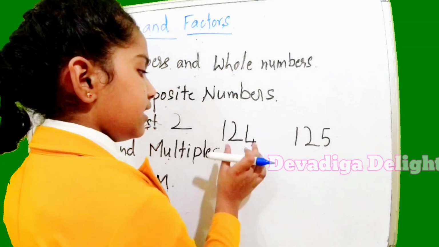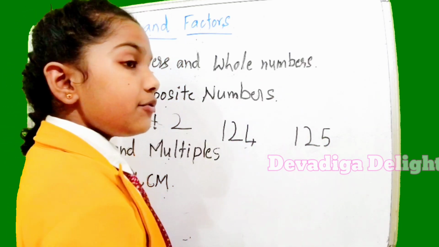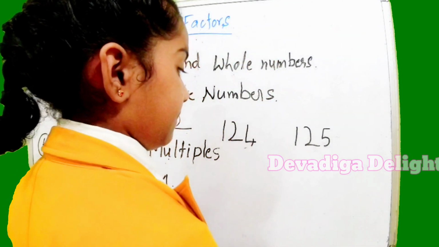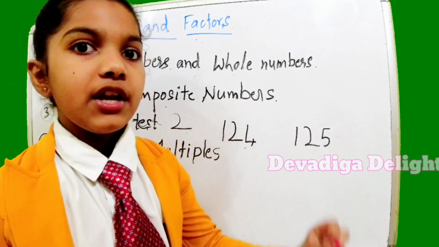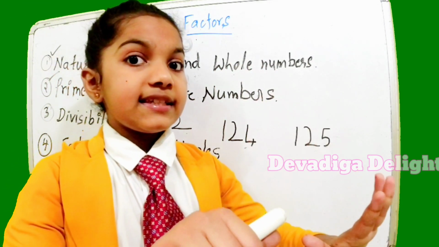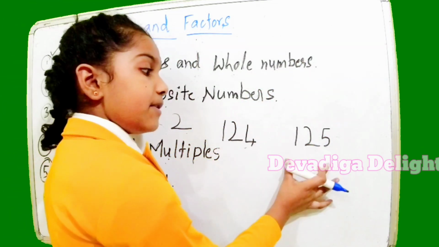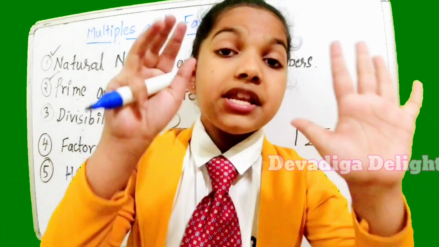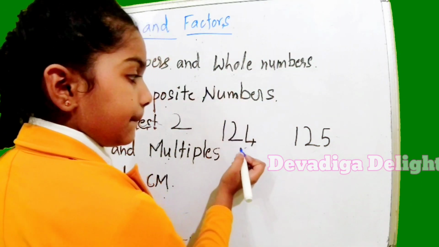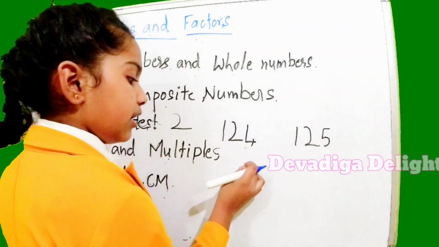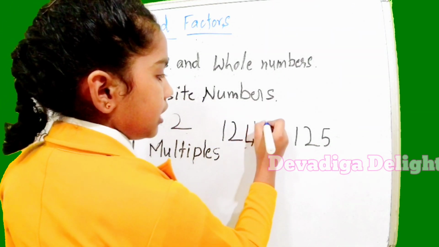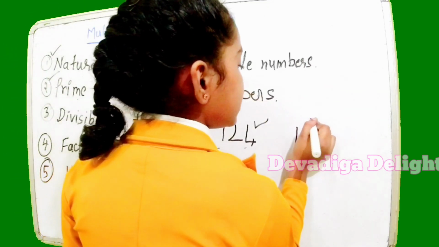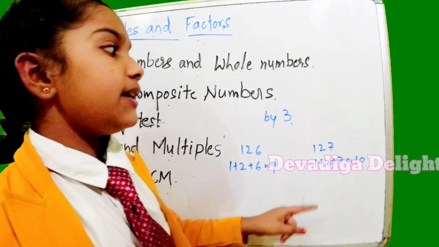To know if this number and this number are divisible by 2, we have to see whether the number is even or odd. You know what even or odd is, right? Even numbers end with 0, 2, 4, 6 and 8, and odd numbers end with 1, 3, 5, 7, 9. So 124 is an even number and it is divisible by 2. And 125 is not an even number, it is an odd number, so it is not divisible by 2.